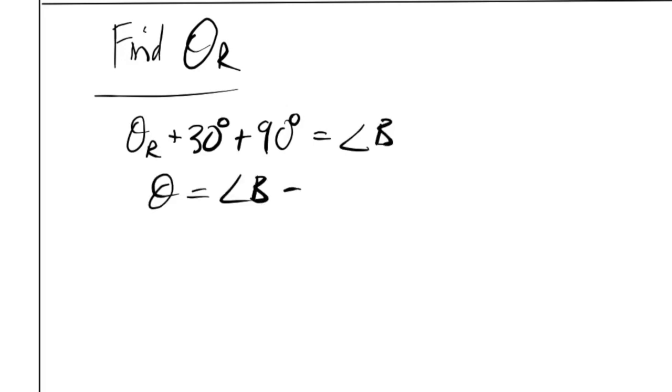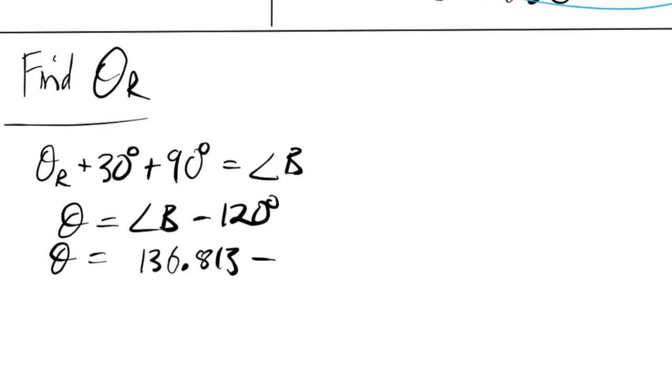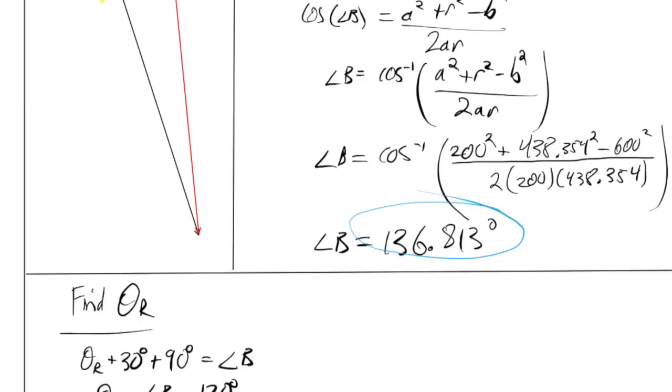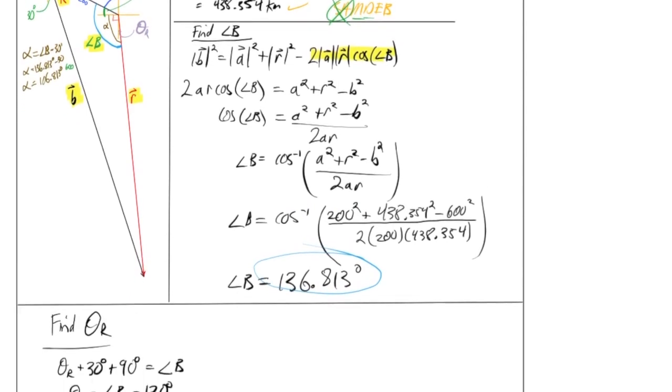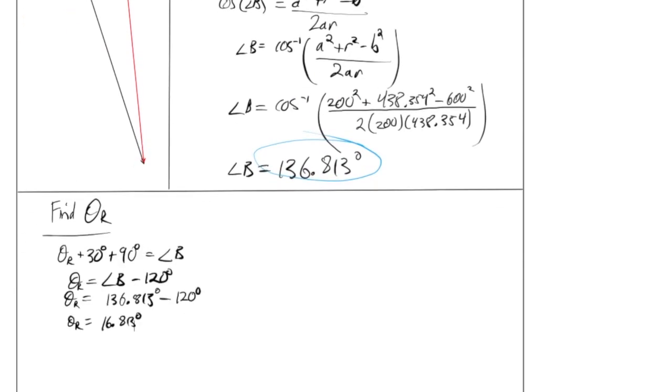So that's angle B minus 120 degrees, which is 136.813 degrees minus 120 degrees. So our theta r is equal to 16.813 degrees. Yuck, terrible. Just terrible.